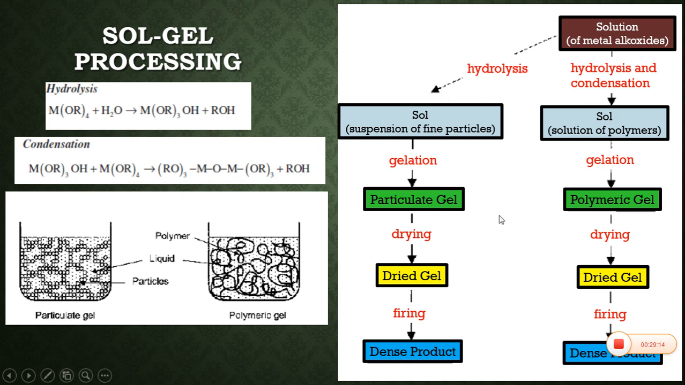After attaining these gels, the next process is the drying of the gel, and this process is certainly a time consuming process. As we attain a dry gel, it is sintered at a certain temperature, and finally we get a dense product. Here we illustrate the particulate gel form and the polymeric gel, so the difference can be clearly visible.